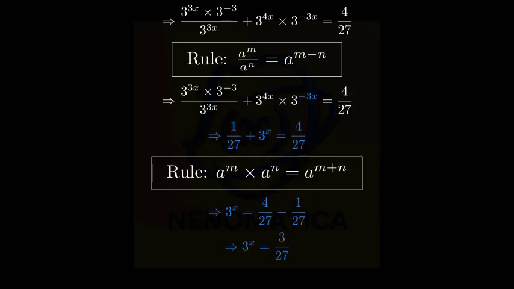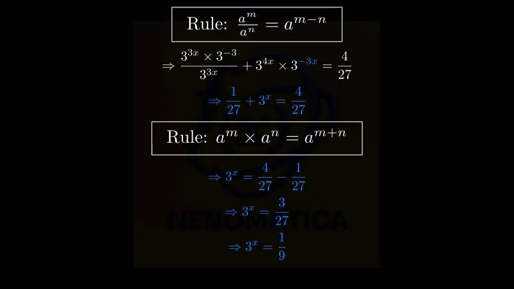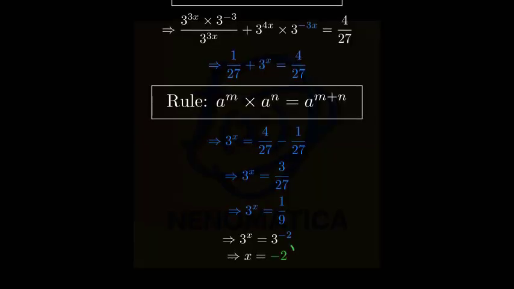Let's simplify this fraction. 3 divided by 27 equals 1 divided by 9. We can rewrite 1/9 as 3 to the power of -2. Since the bases are the same, the exponents must be equal. Therefore, x equals -2.